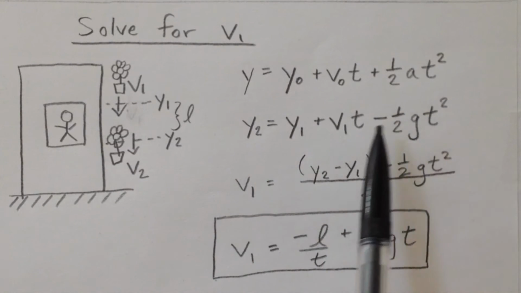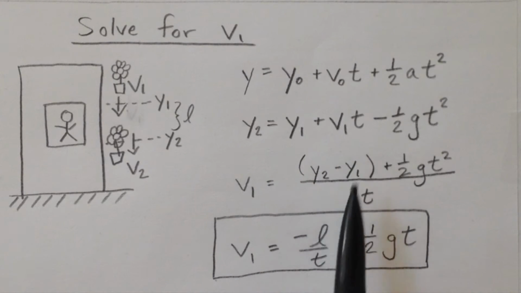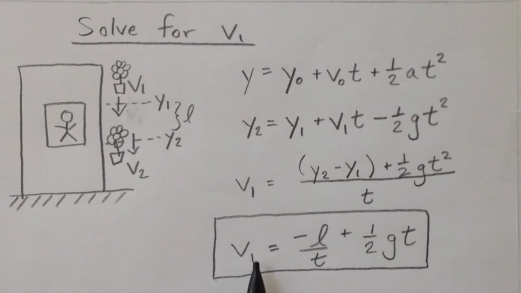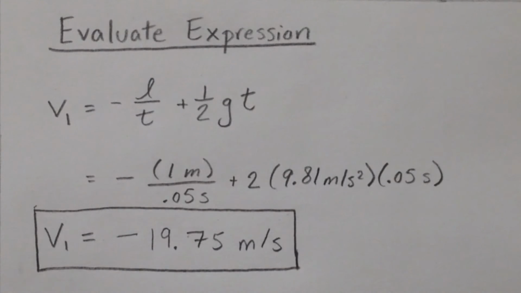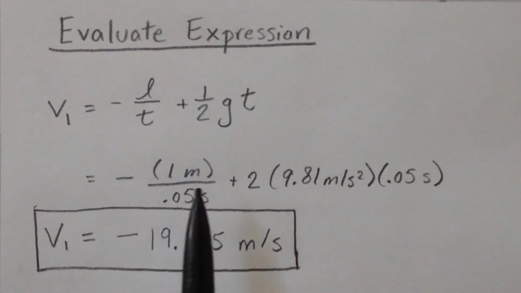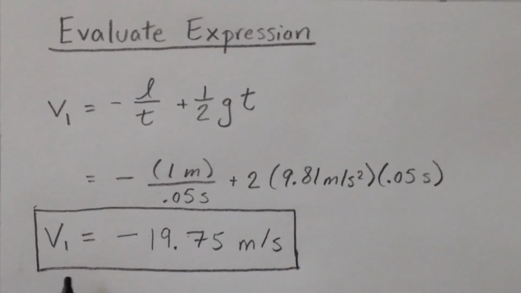We solve this equation for v1 and we can substitute in for this difference here negative L, which is the length of the window. We now have an expression for the velocity of the flower pot in terms of quantities which we know the values of. At this point, all that's left is to evaluate the expression for v1 which we just derived. We substitute in the values given in the problem statement to find that the velocity of the flower pot at the top of the window is equal to negative 19.75 meters per second.